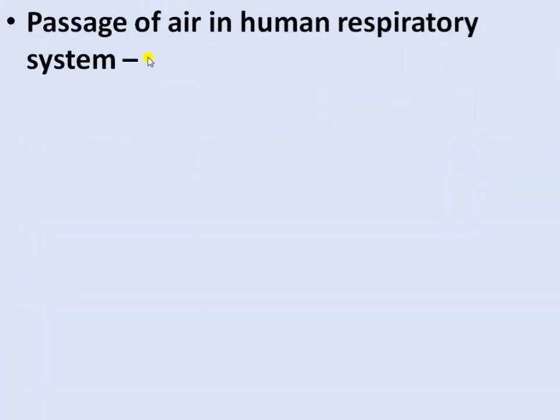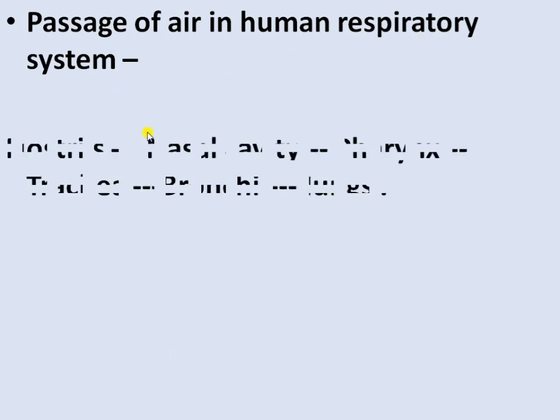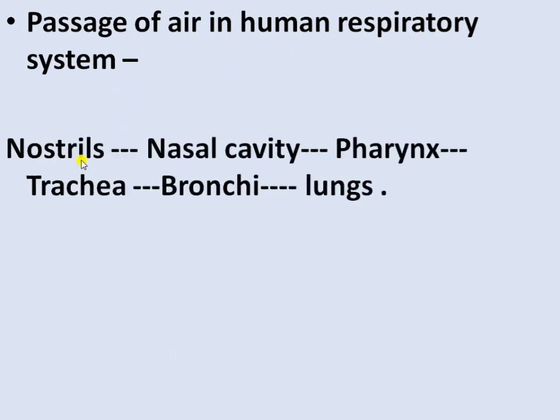Next is the passage of air in the human respiratory system. First is the nostril. Air goes into the nostril, then to the nasal cavity, pharynx, trachea, and bronchi, and at last it goes to the lungs. This is the passage of air in the human respiratory system.